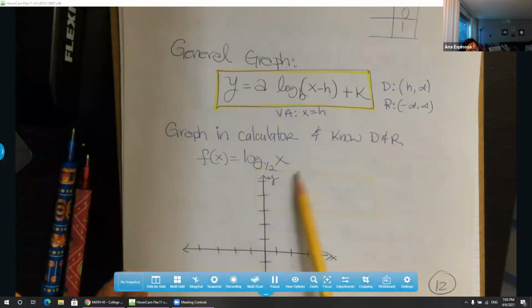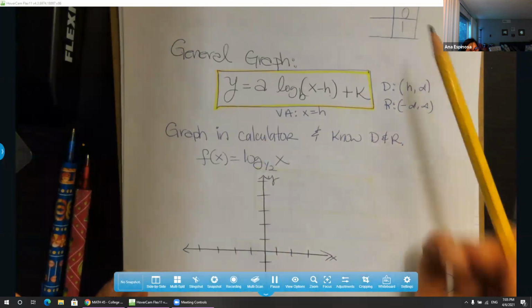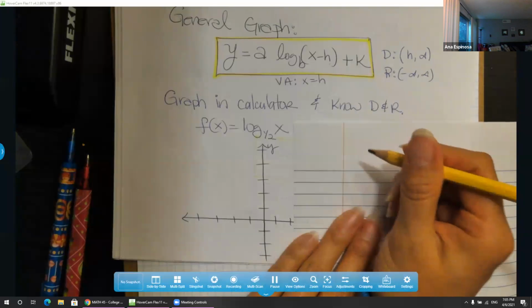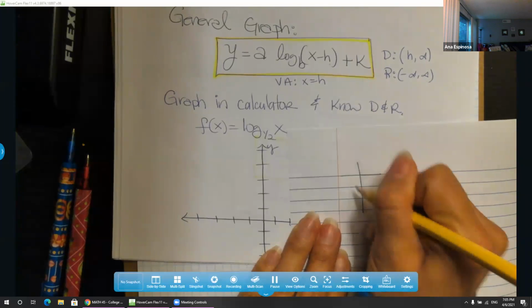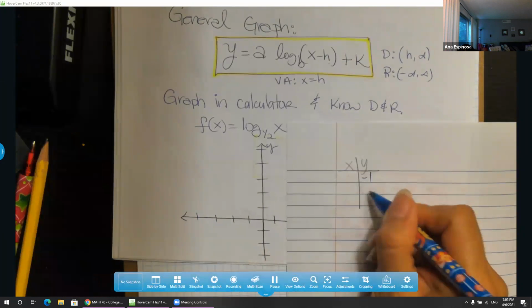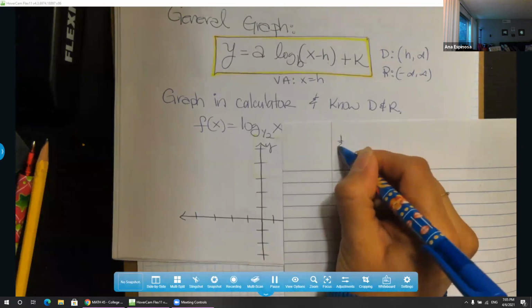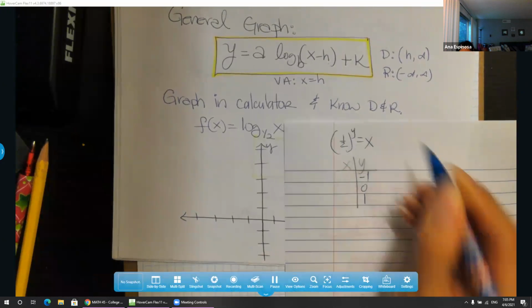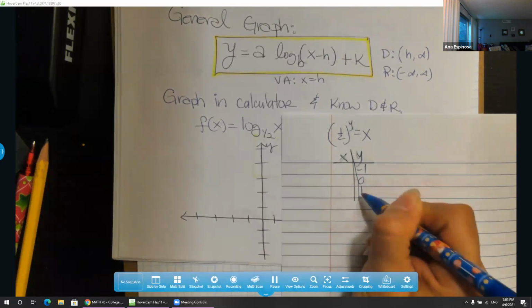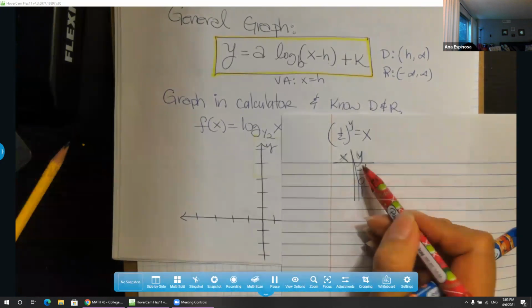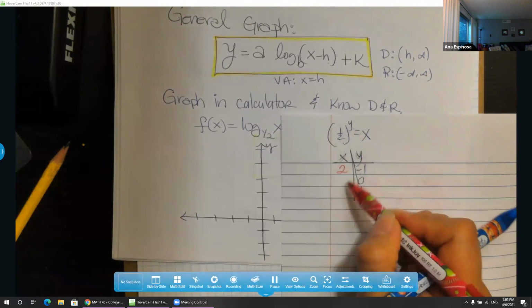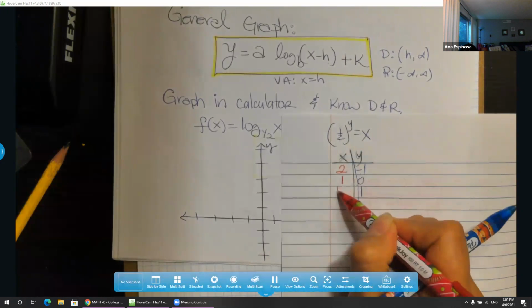So if I wanted to graph this, I already have the table, I already made it, so let's go ahead and do that. Let me copy it down. I have -1, 0, 1, and I have 1/2 to the y equals x. So when I plug these numbers in, the -1 gives a 2, 1/2 to the 0 is 1, and 1/2 to the 1 is a half.